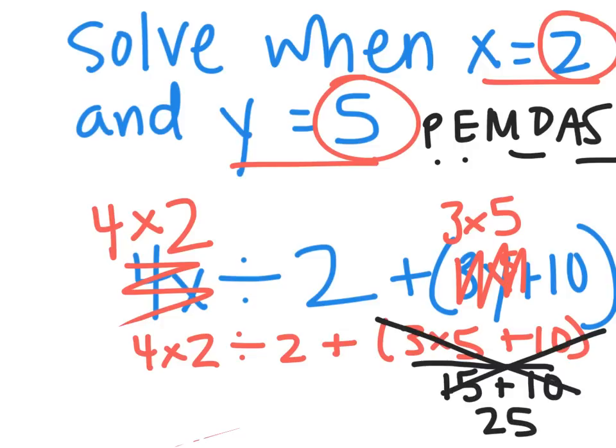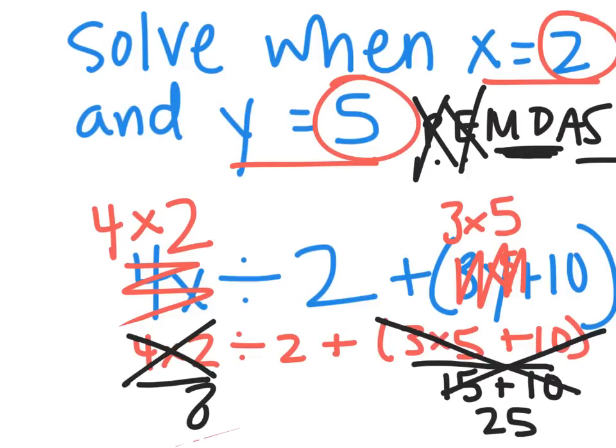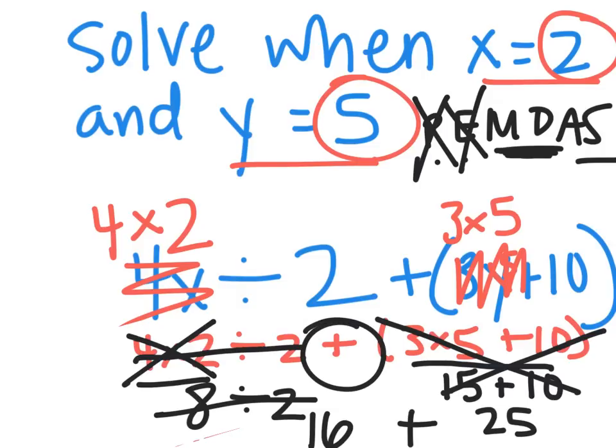Okay, so I did my parentheses. I don't have any exponents. Now I'm going to do multiplication and division from left to right. So I have 4 times 2, that's 8. And then I have 8 divided by 2, which is 16. So this whole first part is 16. Can't forget this little plus sign. And I have 25. Now I can do adding and subtracting. And 16 plus 25 is 41. That's my final answer.